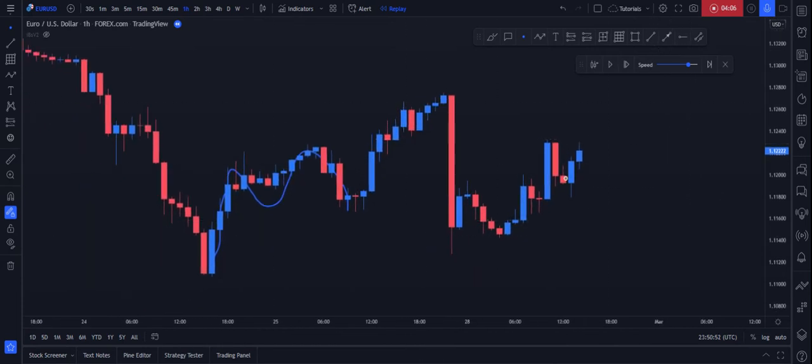So now let's come back to this place. Why do we look for market structure? So I personally trade SMC, which simply means smart money concepts.